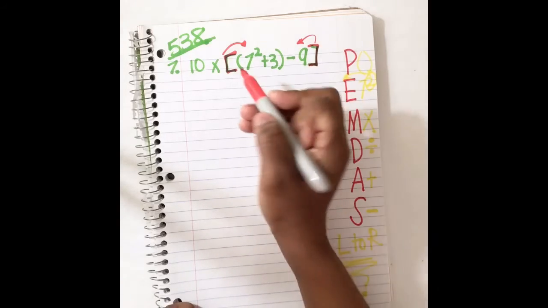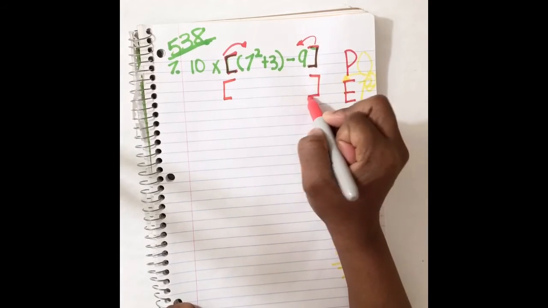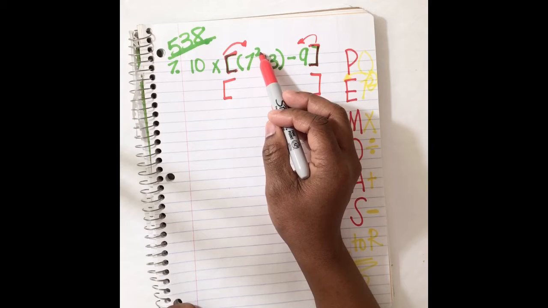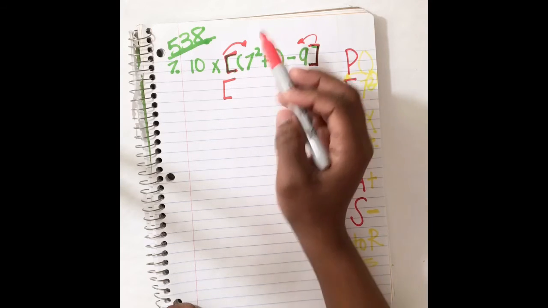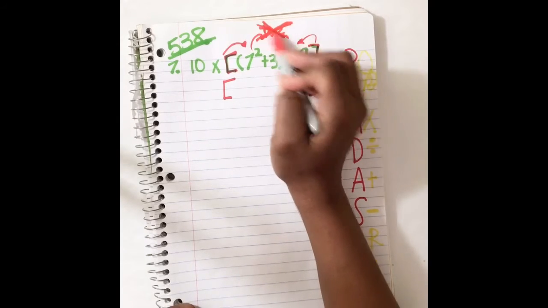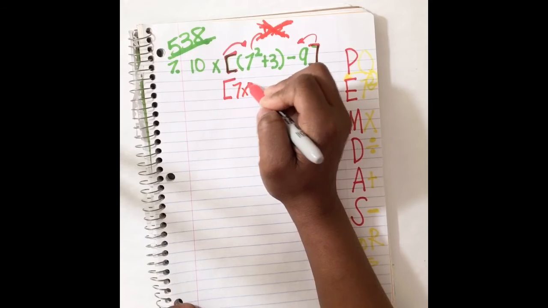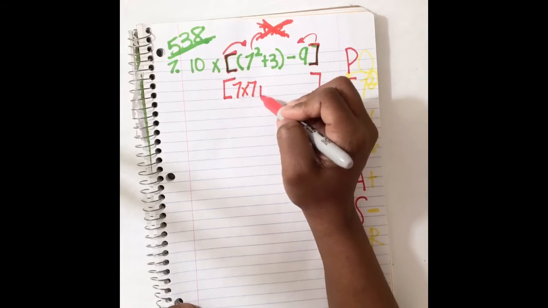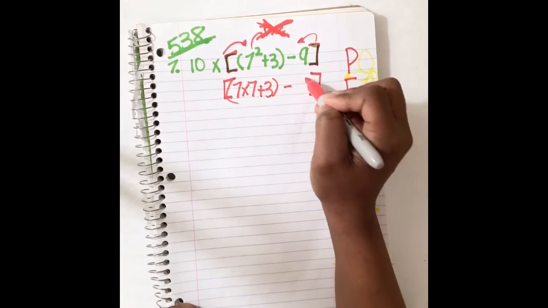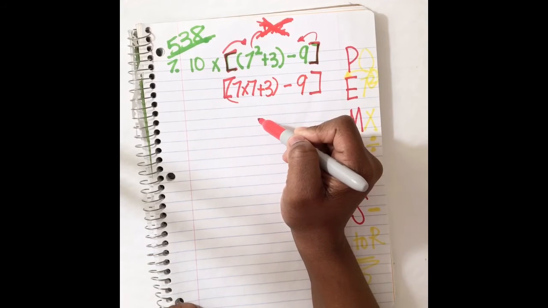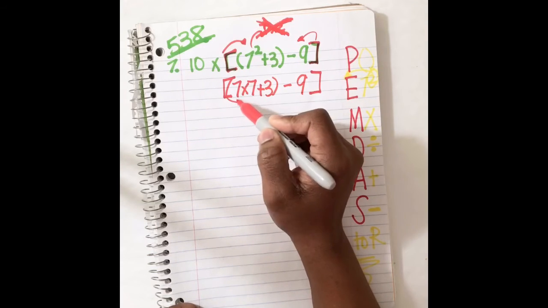So inside, let me rewrite my brackets because I'm going to do my parentheses first. Inside of my brackets, I have 7 to the 2nd power. The exponent always tells you how many times to multiply the base. This is not 7 times 2. Nope, nope, nope, no. This is 7 times 7. So I'm going to do 7 times 7 plus 3 minus 9. What is 7 times 7?